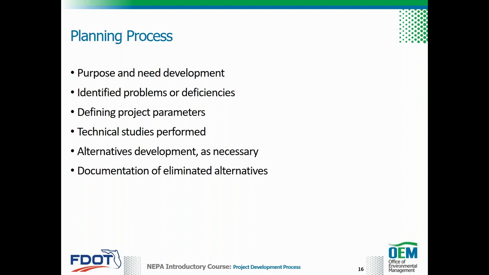Alternatives development may begin during the planning phase. Project alternatives developed, including those eliminated from further consideration during the planning phase, may be incorporated directly or by reference into the environmental document, provided certain conditions are met. These conditions are discussed in Section 4.2.2 of Part 1, Chapter 4 of the PD&E Manual.